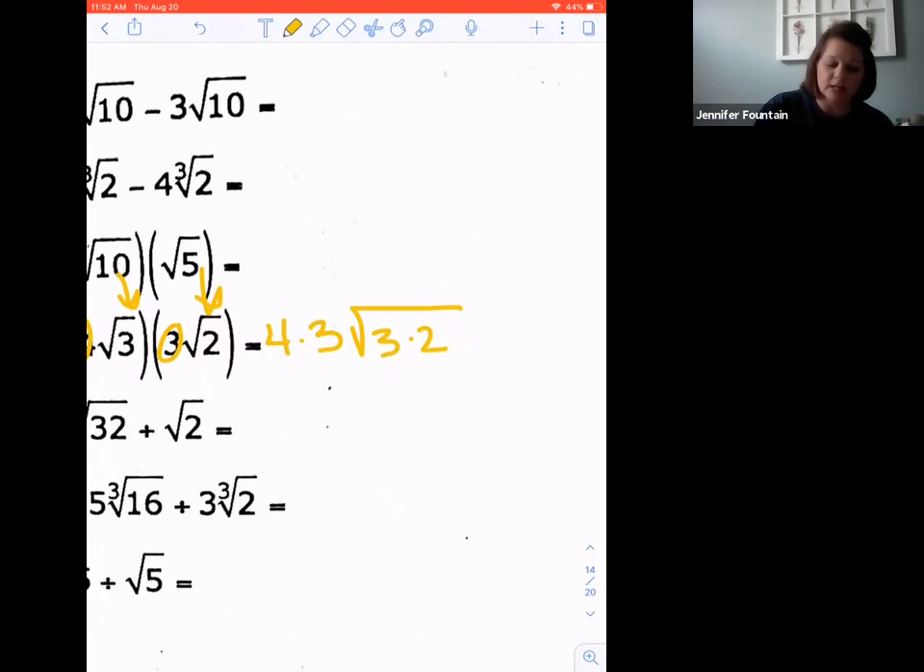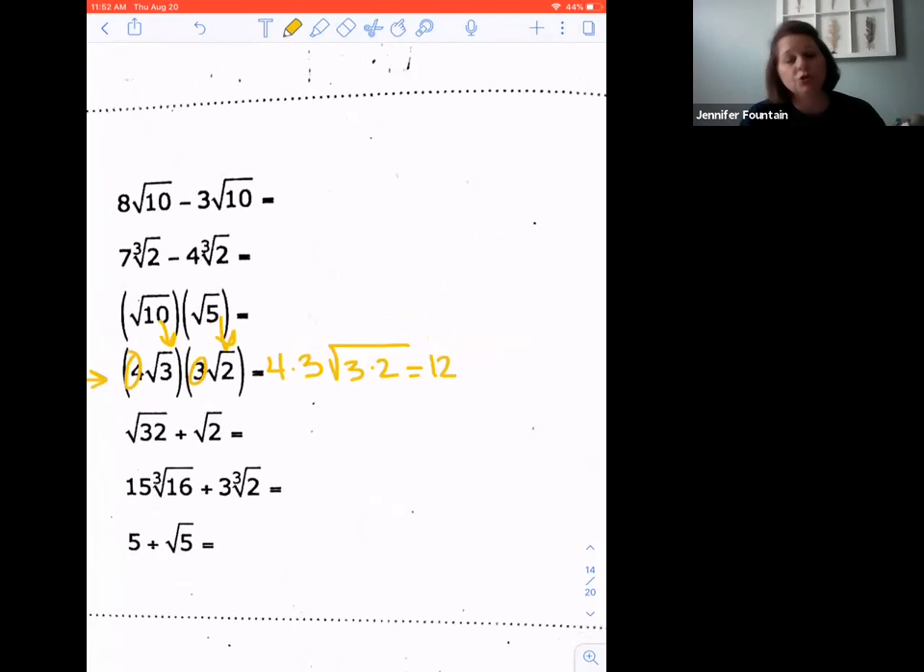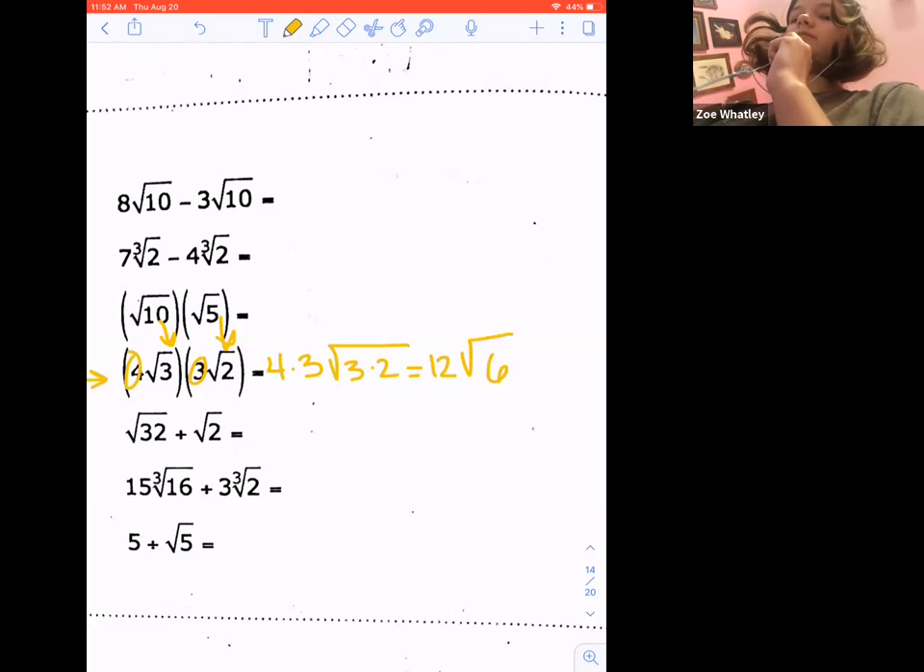I multiply 4 times 3, which is 12. Since 2 and 3 are prime factors, I know that I cannot simplify that radical anymore, so I'm going to multiply them together to get the square root of 6. Just like we did with the division ones, you would divide your first 2 numbers and then put everything under the radical. Same thing with multiplication.